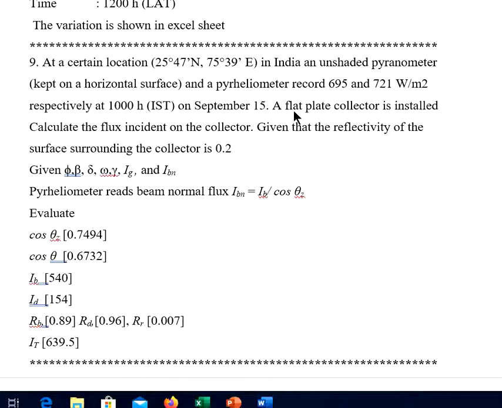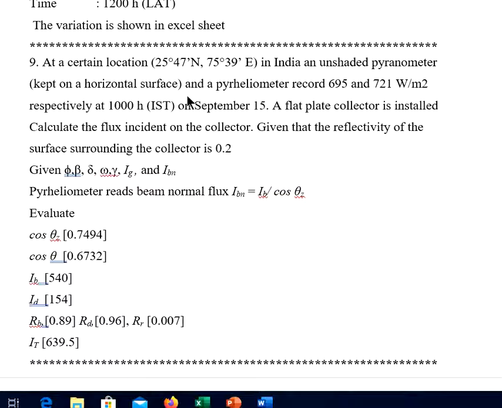At a certain location in India, an unshaded pyranometer kept on a horizontal surface and a pyroheliometer record 695 and 721 watt per meter square respectively at 10 hours on September 15. A flat plate collector is installed. Calculate the flux incident on the collector, given that the reflectivity of the surface surrounding the collector is 0.2.